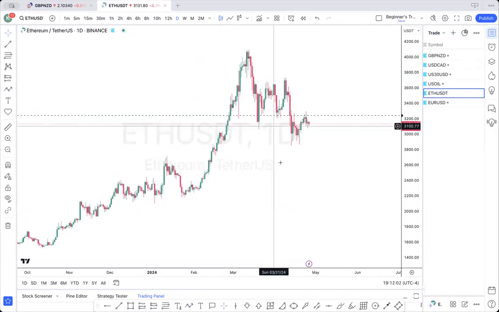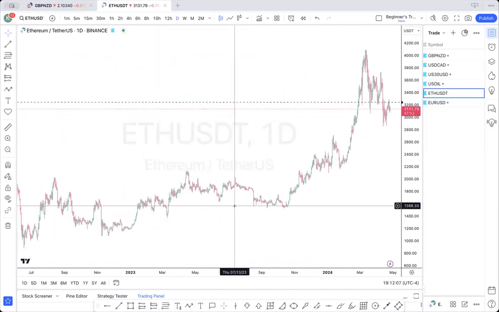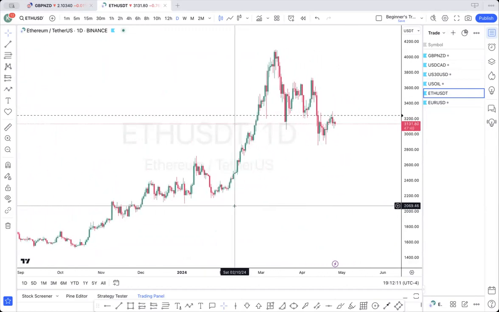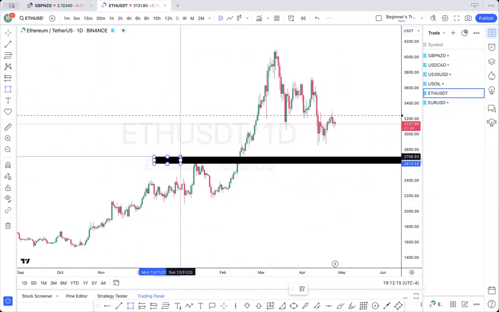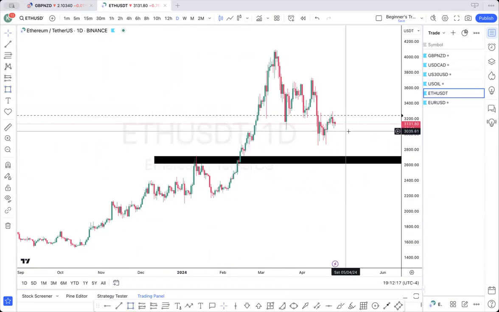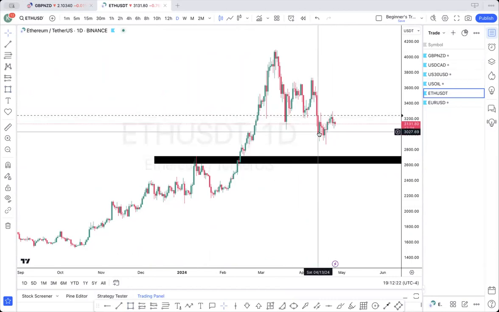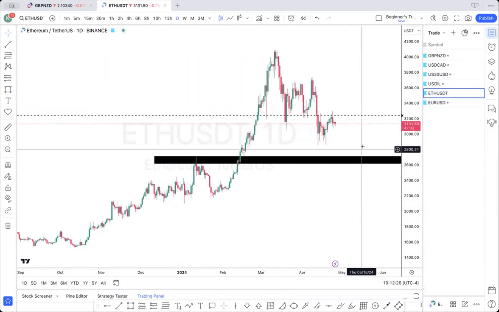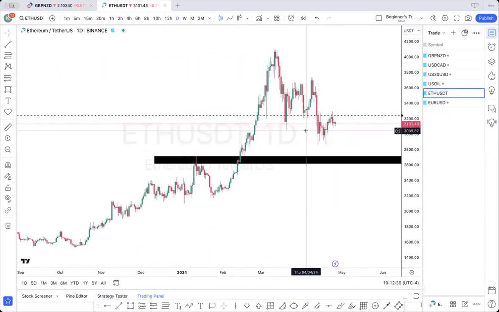Oddly enough, I have been trading Ethereum, which is so weird. And Ethereum has been just a very clean pair to trade. So I'm really looking for price to come down here, unless price starts breaking. Price broke this low.